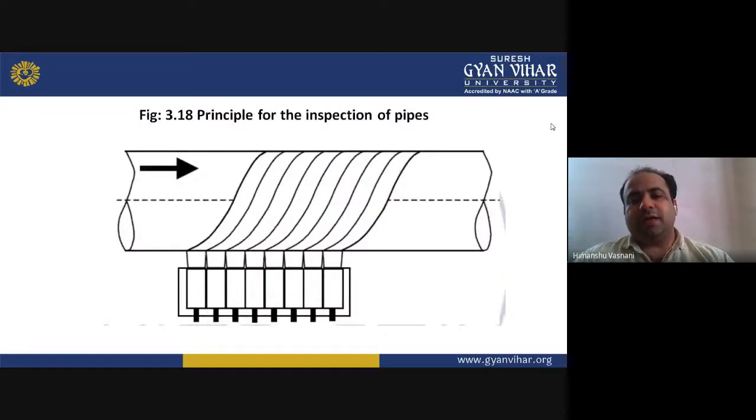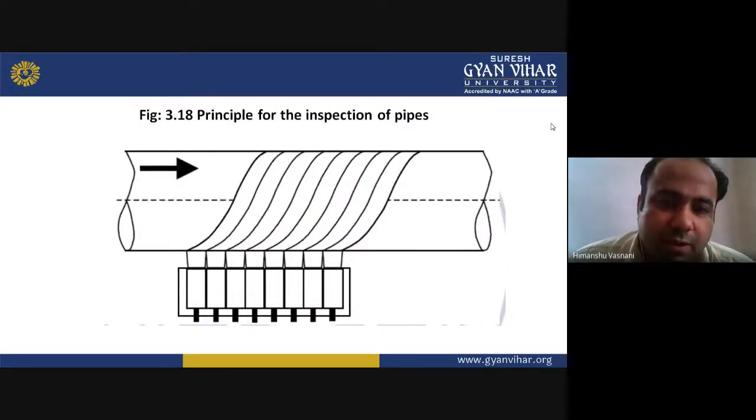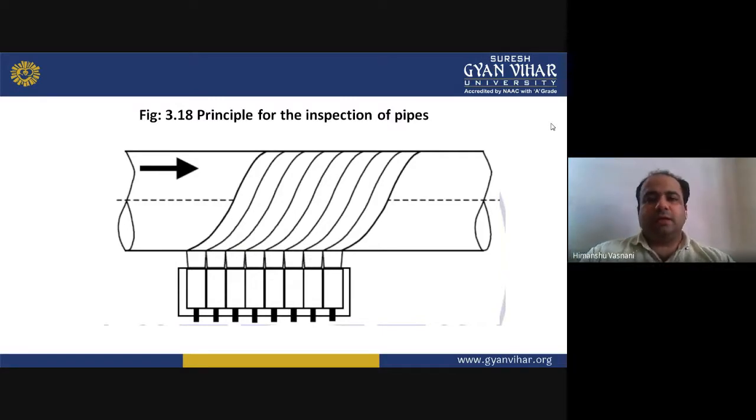Now this is just a diagram showing how they are going for inspection of pipes. The direction is shown by the arrow, and you can see how they are inspecting it.